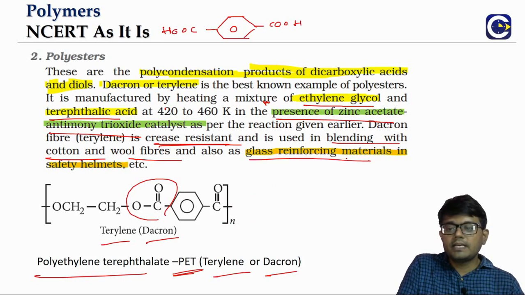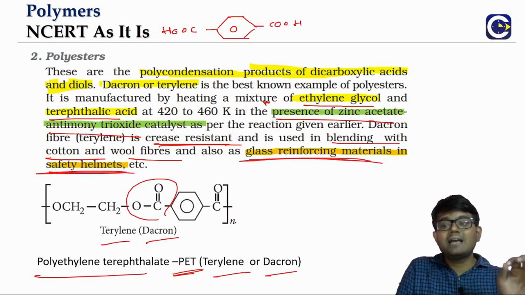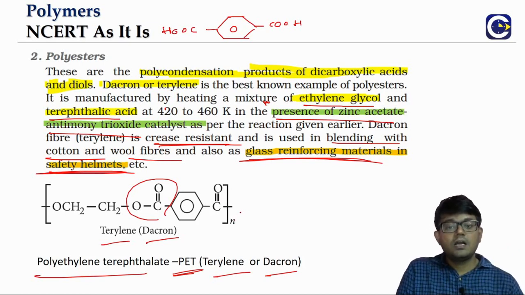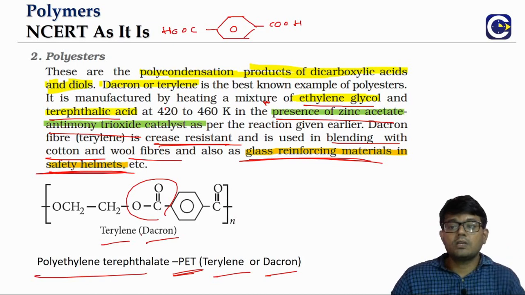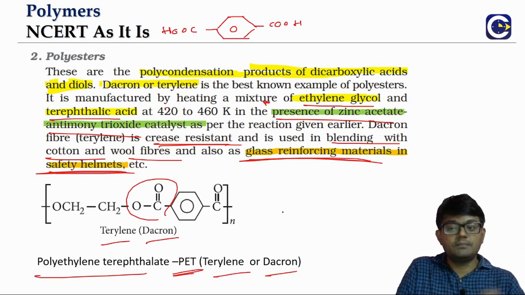And this is important. These are the peculiar uses. It is used as a glass reinforcing material and in safety helmets. Like, when we are having a question on the terylene or Dacron, where they form the question based on the applications, they will probably give with this. They'll say, a polymer which is used as glass reinforcing material as well as in safety helmets.